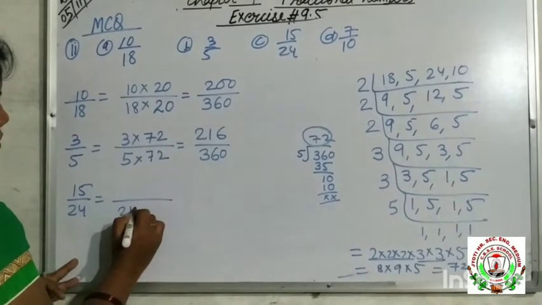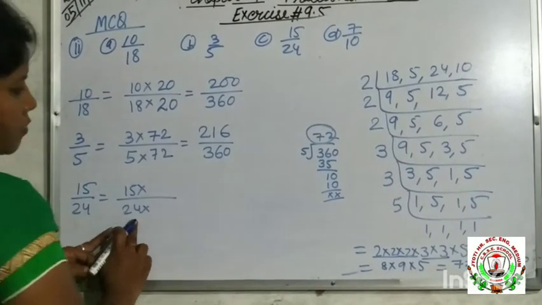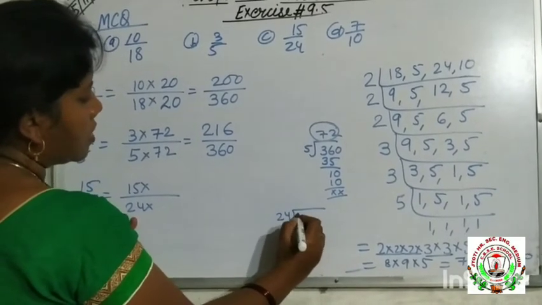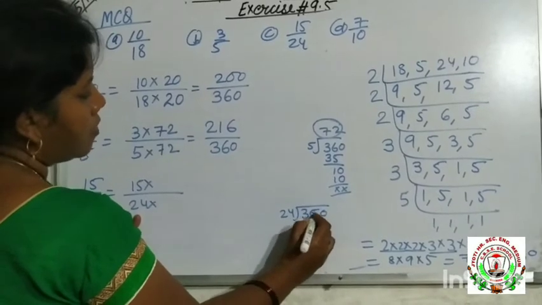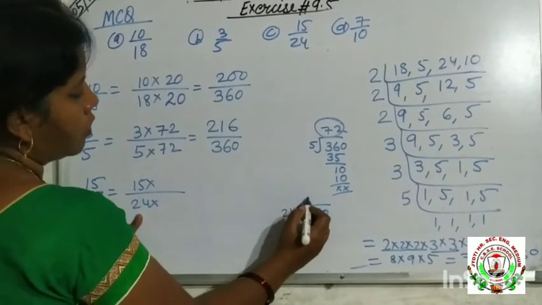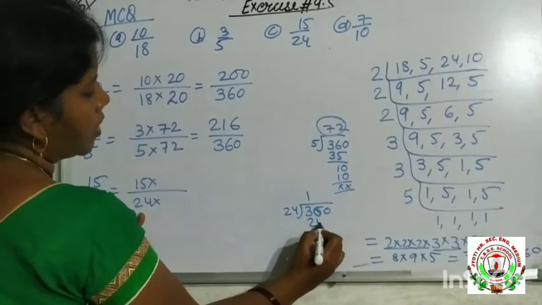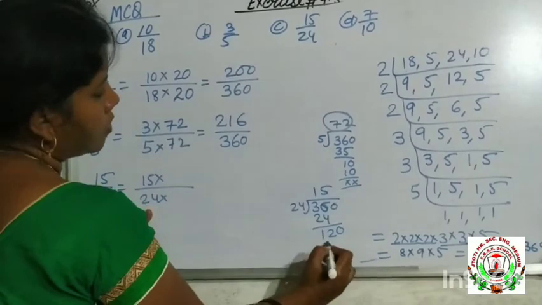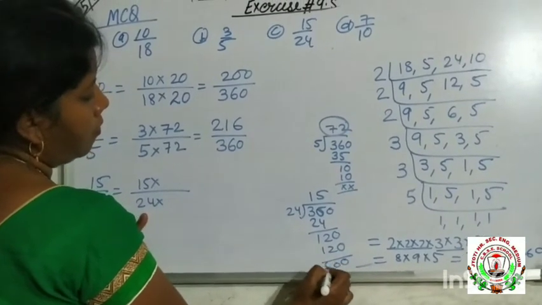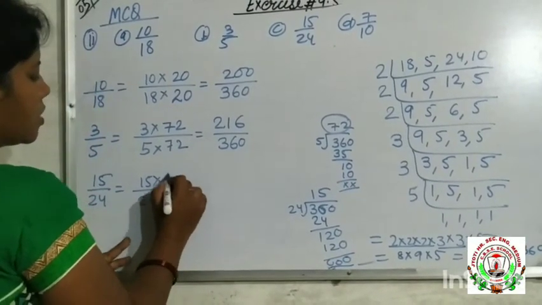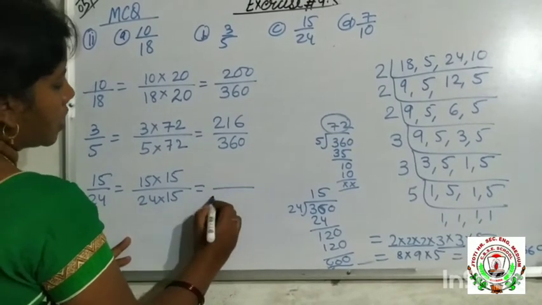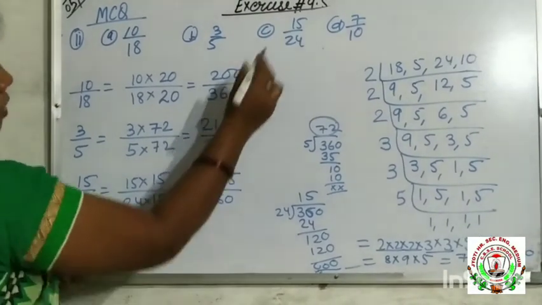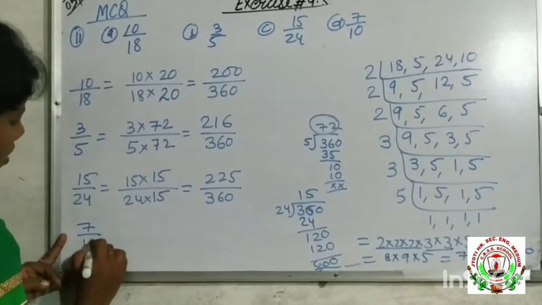Now next is 15 by 24. So again we will find out the 360. Which number will we multiply to get 360? For finding this number we can divide 360 by 24. 24 twos are 48. So one time you can take. Now 5 times 120. So you will take 15. The same number you will multiply in the numerator. Then 15 into 15 is 225.